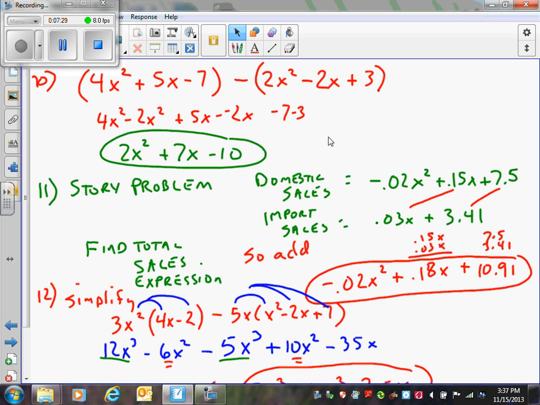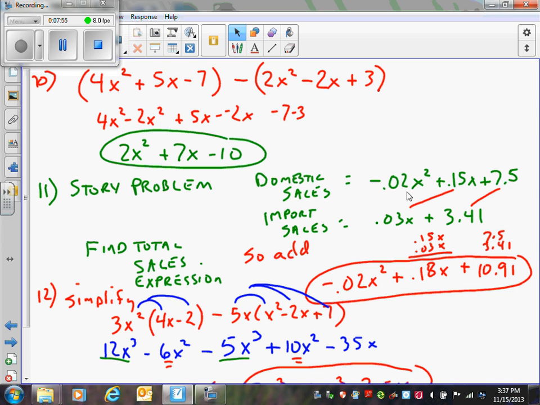Number 11 is a story problem, and they talk about domestic sales, and they give you a function, negative 0.02x squared plus 0.15x plus 7.5. They also tell you import sales are 0.03x plus 3.41. And they want you to find an expression for total sales. Well, total means add. So we add them.